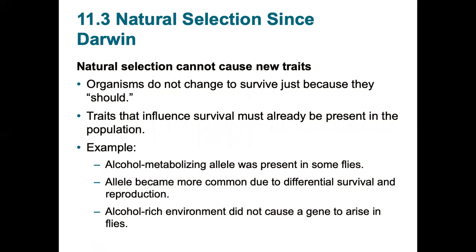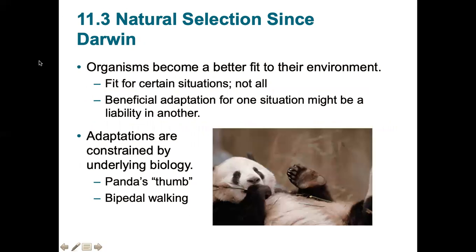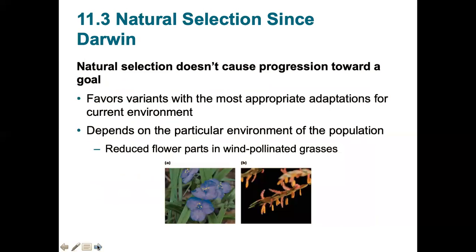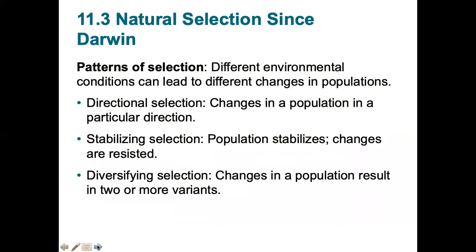Yeah, natural selection can't cause new traits. New traits come from mutations. So something that was already there or that mutated to become there. Organisms do not become a better fit to their environment. Yeah, they're fit for certain situations. A beneficial adaptation in one might be a liability in another. And there is no goal to natural selection. It's unthinking and unfeeling.